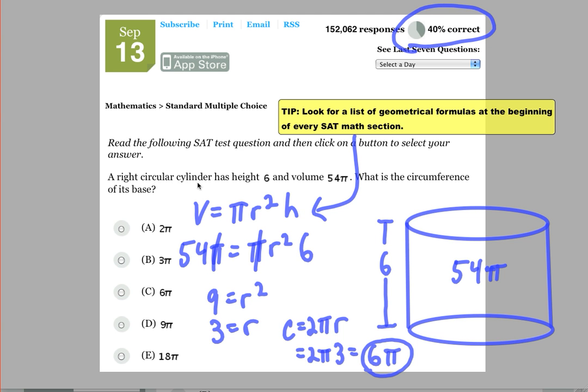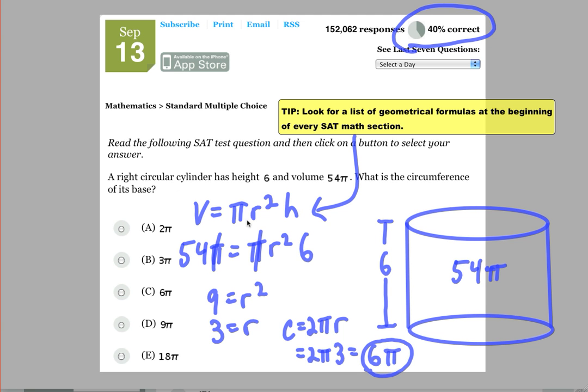A right circular cylinder has height 6 and volume 54 pi. What is the circumference of its base? Okay. So the first thing we need to know is the formula for the volume of a right circular cylinder.